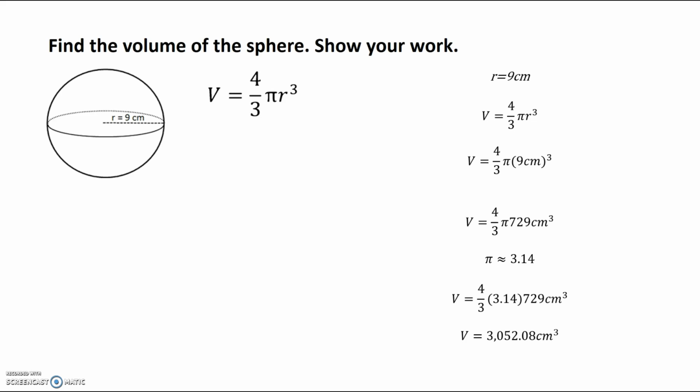3,052 and 8/100 of a centimeter cubed. And make sure that you remember your units. It's very important. So since we cubed our centimeters, we're going to end up with centimeters cubed.